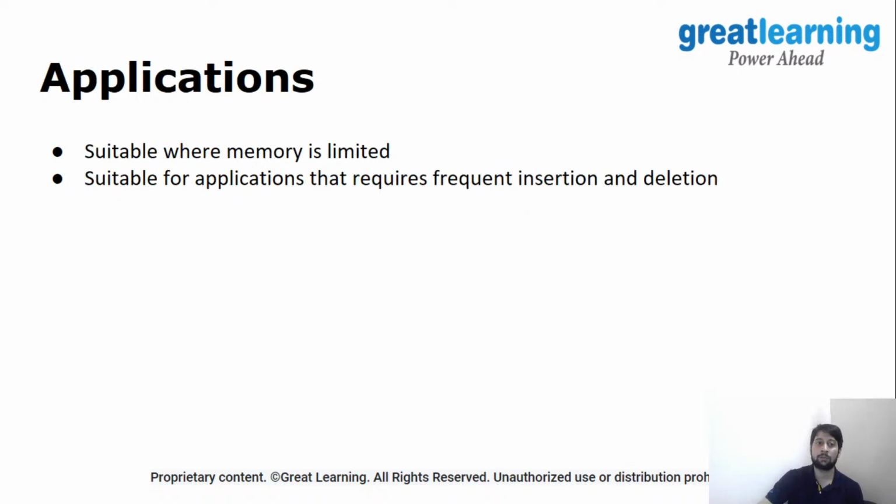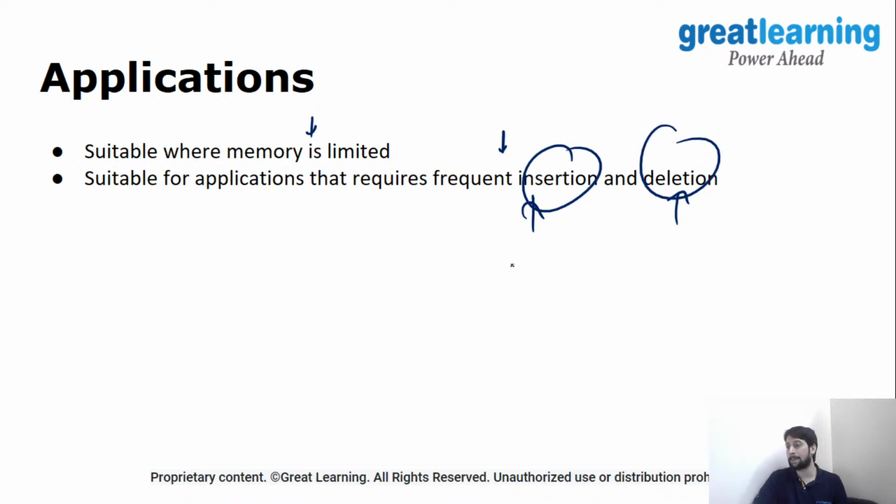What about the applications? It is used where your memory is limited, because you are efficiently utilizing your memory. So wherever you have a scenario in which you want to use your memory efficiently, linked list is the thing you should use. And if you have an application with frequent insertions, that means you keep on inserting and keep on deleting, at that time you will go for a linked list, because only a single link is manipulated. You have seen, right, when you're manipulating this, only a single link is manipulated.